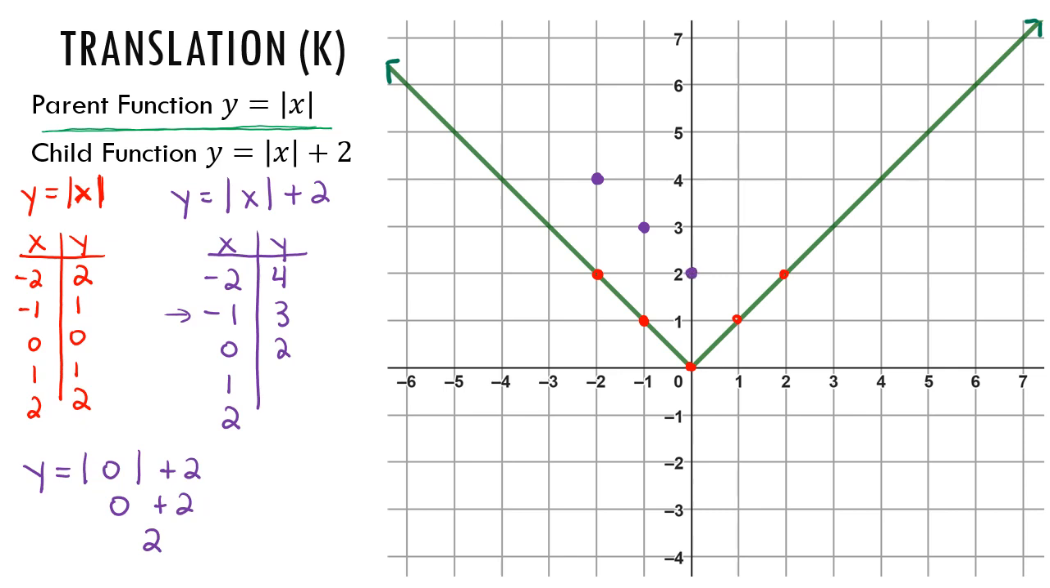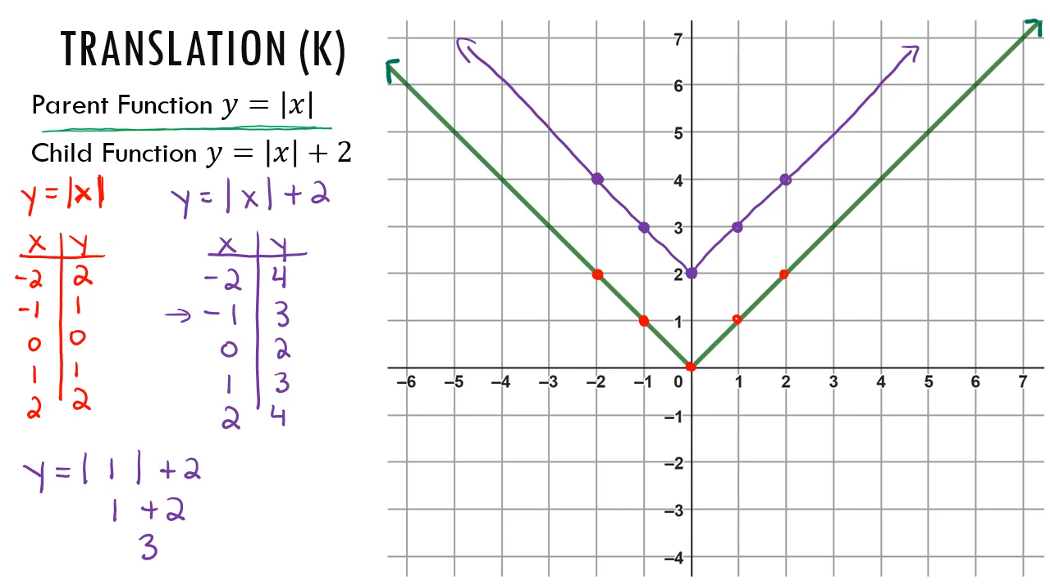And if I continue this, you may notice something happening. Those points always seem to be so many units away from the original ones. If I plug in the 1 now, the absolute value of 1 is 1, but I add 2, that gives me 3. So it's right here. And so the last one would naturally be right here if I'm trying to create that V again. And now I have the child function.